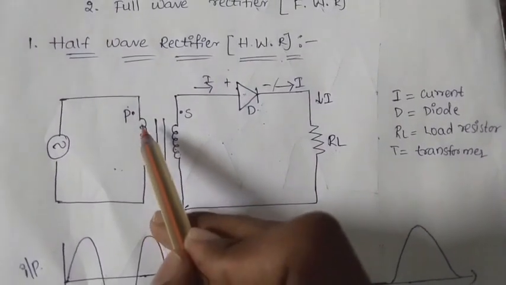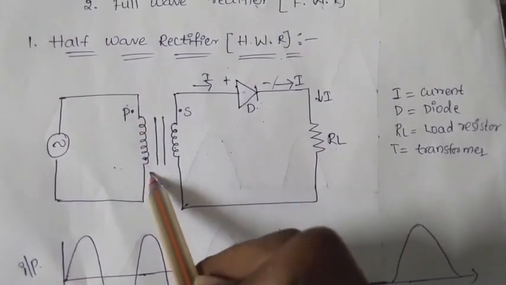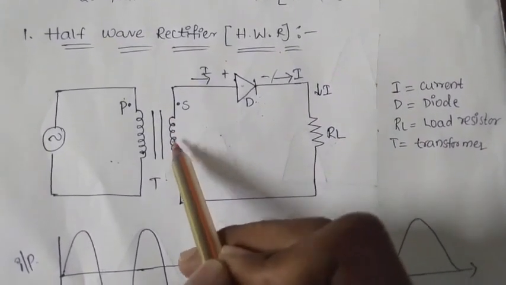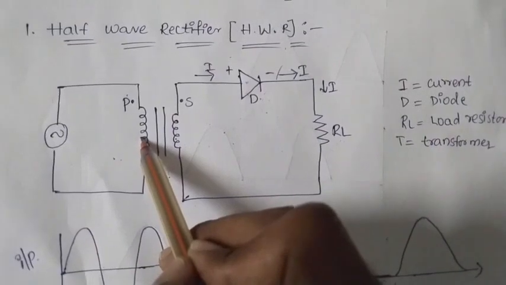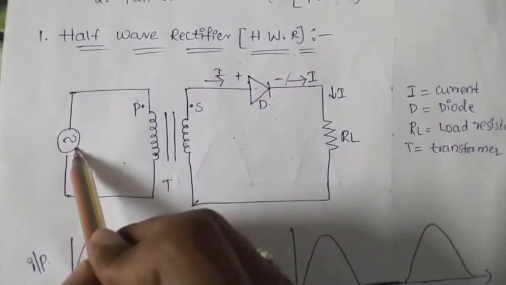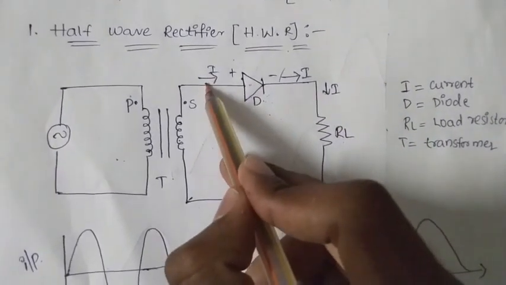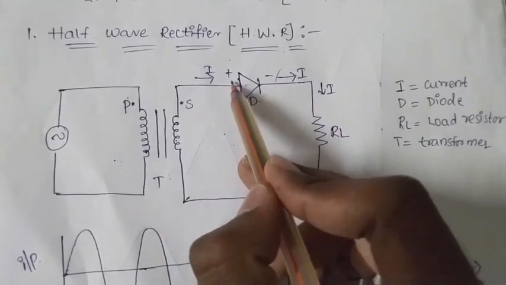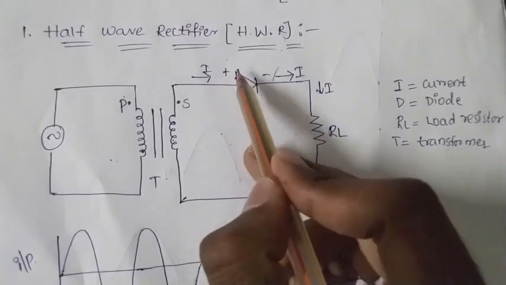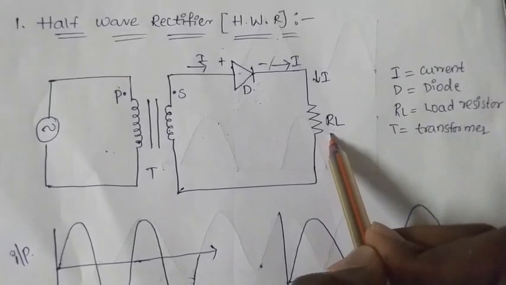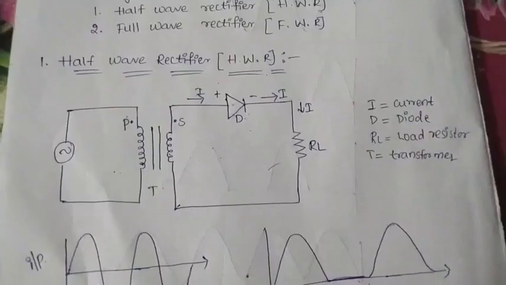So here we can observe that this is the primary winding and this is the secondary winding. The secondary winding is smaller than the primary winding. Here this is the AC input voltage and this is the diode D. Here we are applying current I, and this is the positive side and this is the negative side of the diode. Here we are connecting the load resistance RL to the secondary winding, and this is the transformer T.